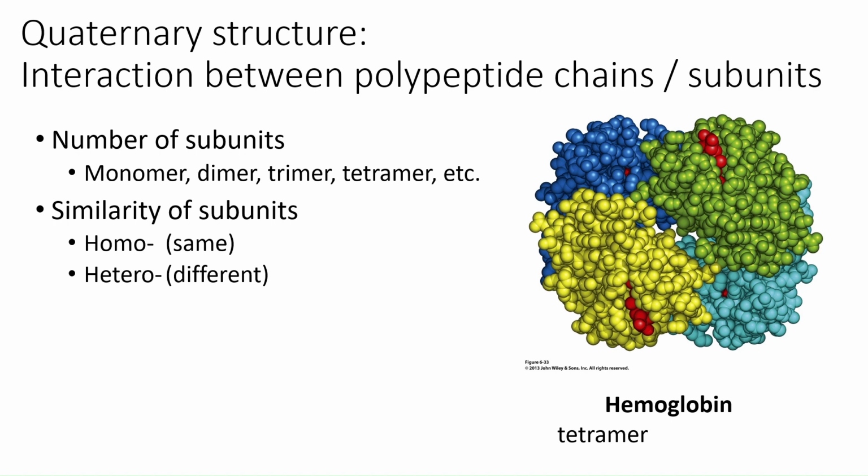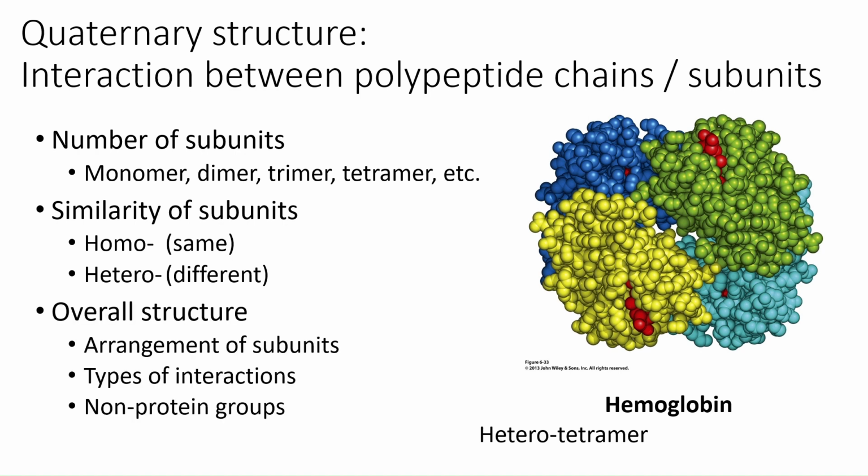In the case of hemoglobin, it's hard to tell from this picture, but there are actually two copies of two different subunits within each hemoglobin quaternary structure. So the tetramer hemoglobin has two of one subunit, two of a different subunit. Because not all the subunits are the same, we would call hemoglobin a heterotetramer.